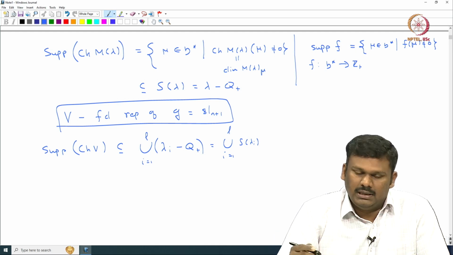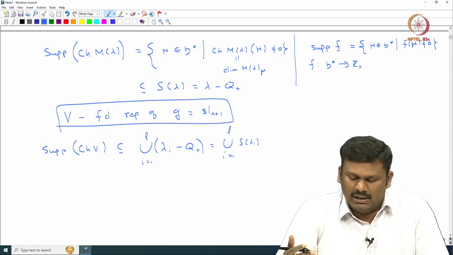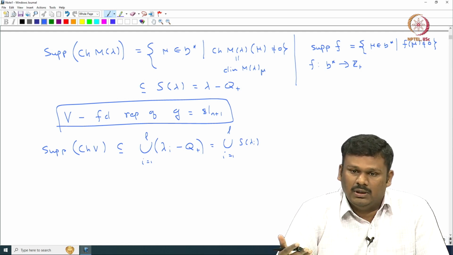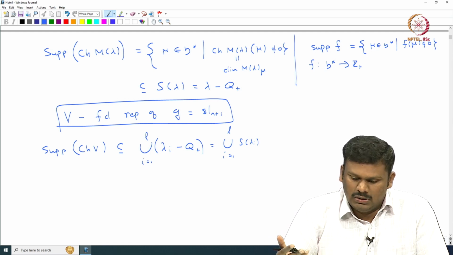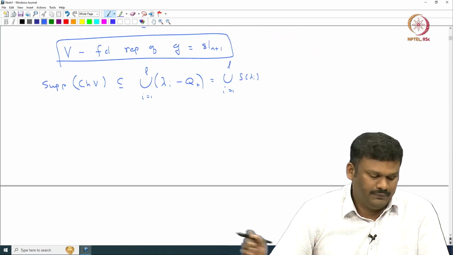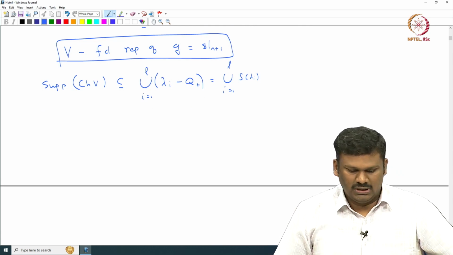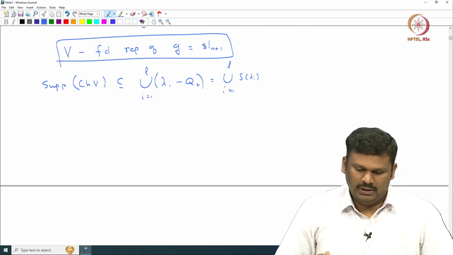So, in particular, the support of that will be contained only in the union of these S of lambda i's. So, it is in that generality that we will actually be working. Otherwise the finiteness will be lost, and we will not be able to multiply the characters and so on. So, that motivates us to define the character ring as follows. Okay, so we take the definition of the character ring to be the following.